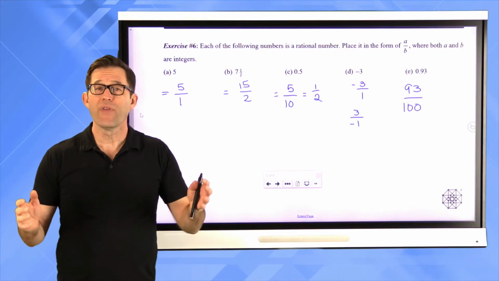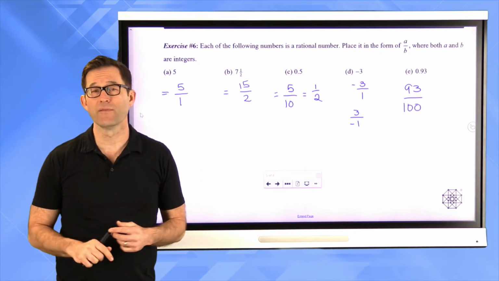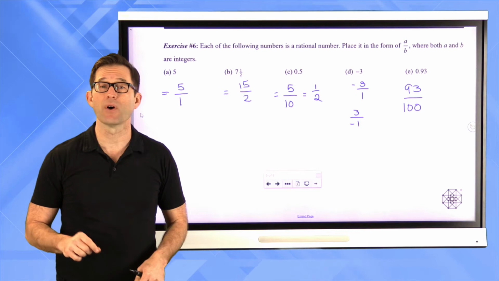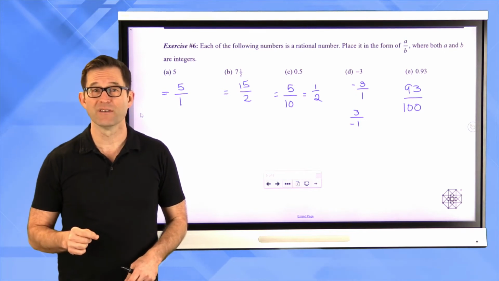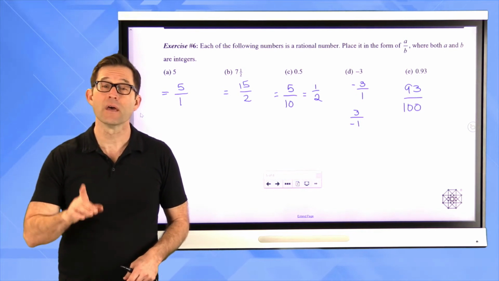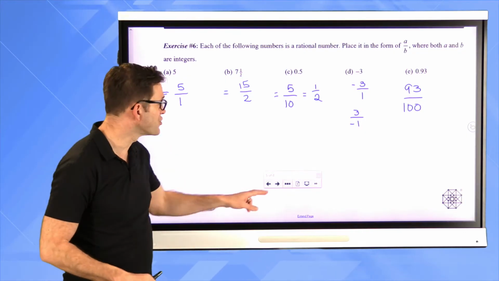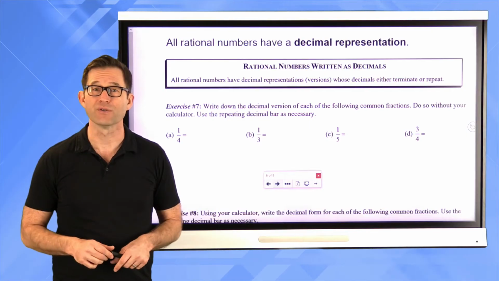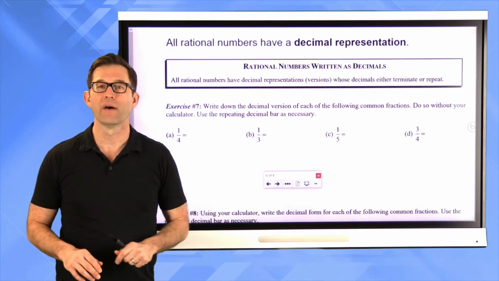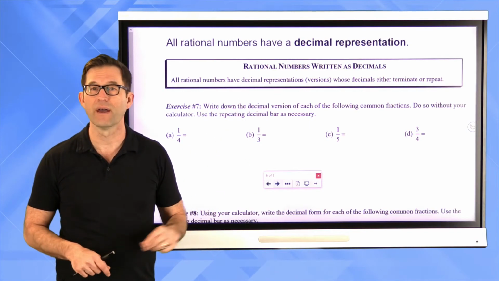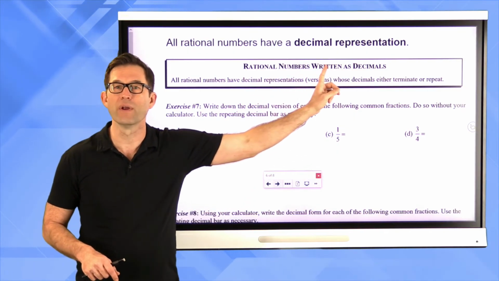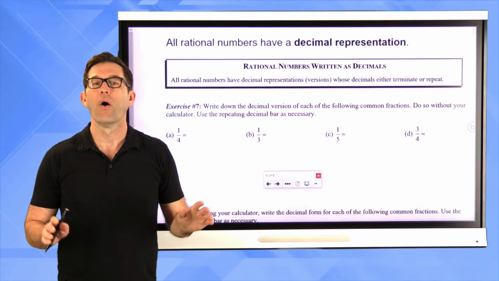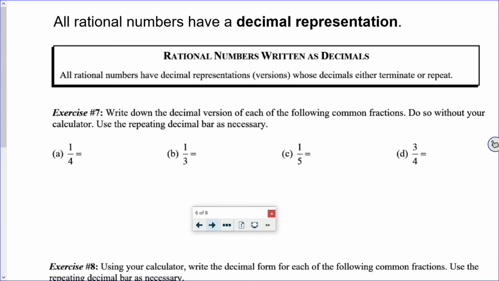So that's all rational numbers are. Now, they are the numbers that you use the vast majority of times, and we will eventually in this unit be talking about irrational numbers. Those will come up in the next few lessons. But for right now, let's just stick with these rational numbers, numbers that can be written in the form of a ratio of two integers. Now, all rational numbers have a decimal representation, right? So let's talk about the rational numbers written as decimals. All rational numbers have decimal representations whose decimals either terminate or repeat.